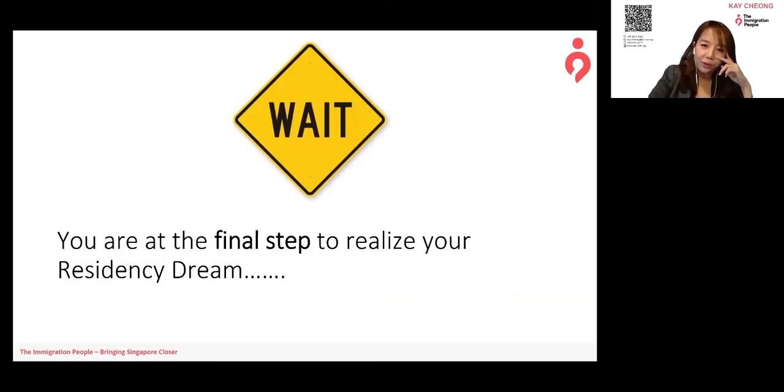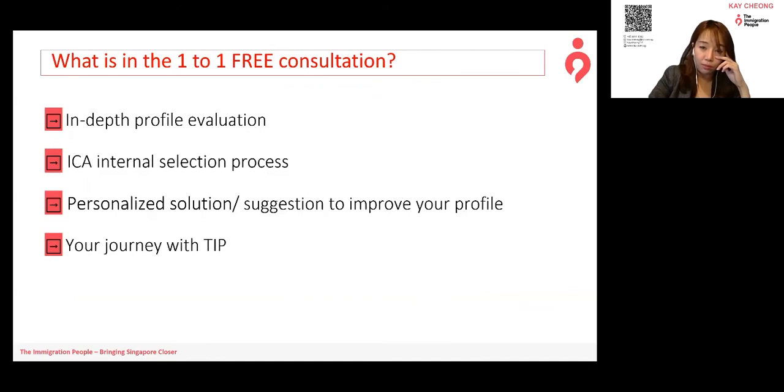So right now, you are at the final stage, the final step to realize your residency dream. What is very important, like I mentioned to you, is this one-to-one consultation session. Let me share with you what is in the one-to-one session. We're going to do an in-depth profile evaluation. We're going to share with you ICA's internal selection process. Then we're going to give you some suggestions on a personalized solution on how you can improve your profile. So you have to make notes on what you need to do in the next 3 to 4 months, and your entire journey with the immigration people.